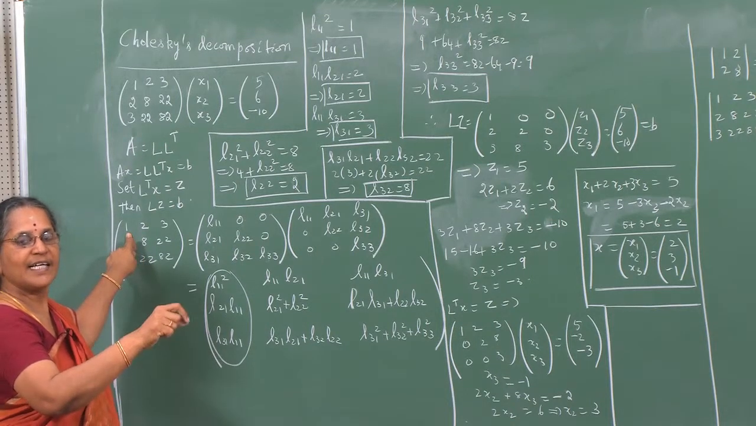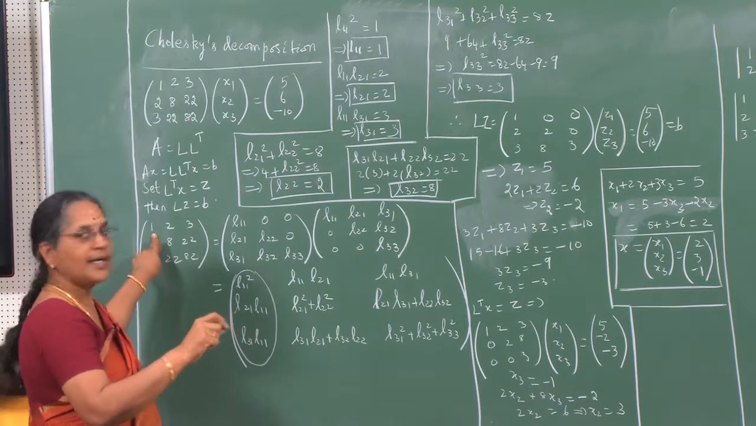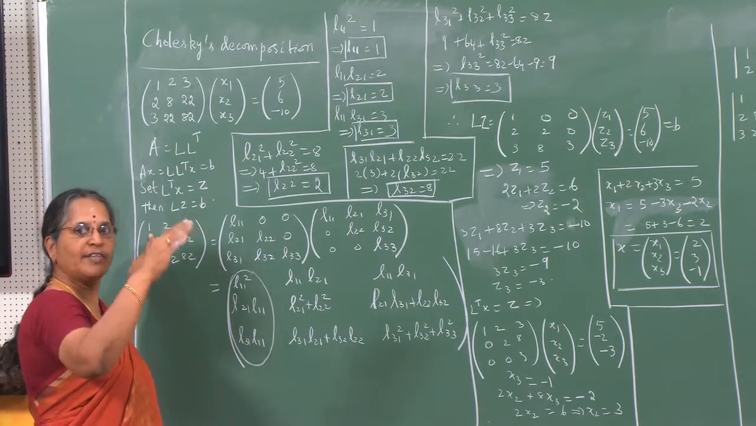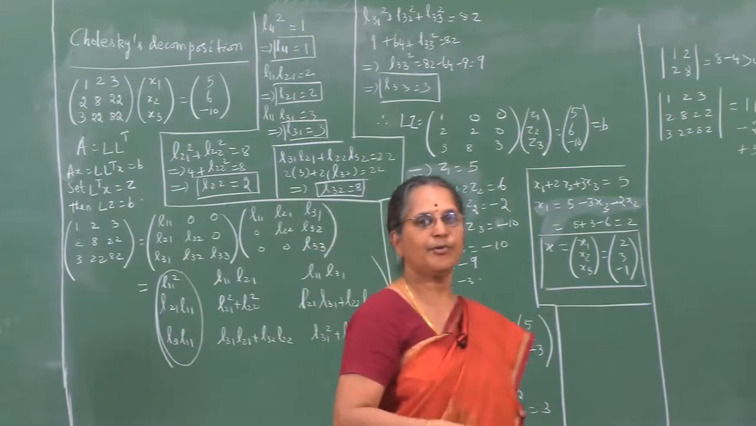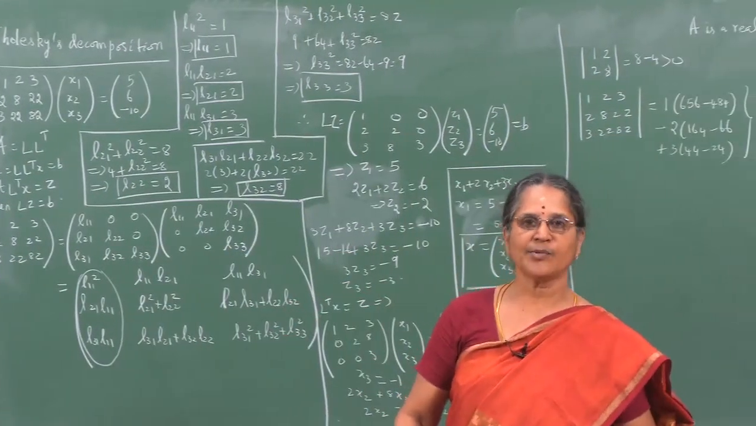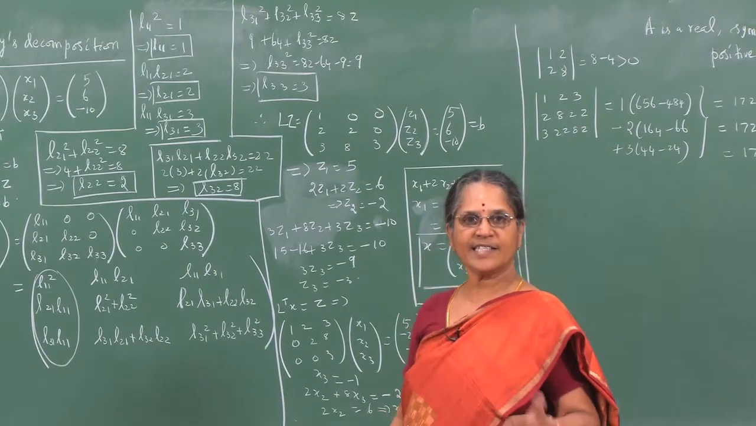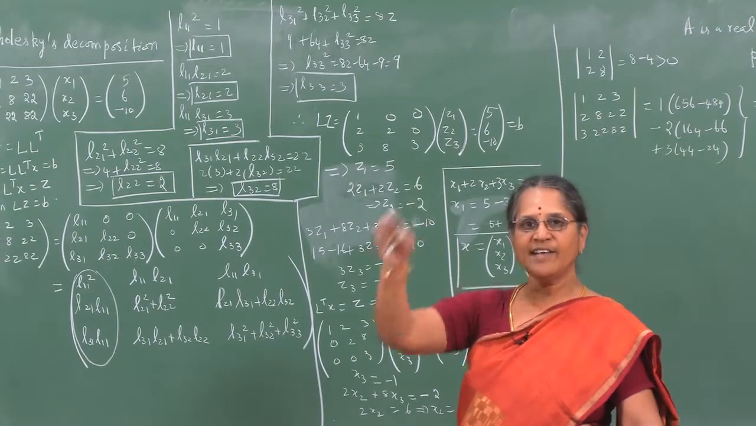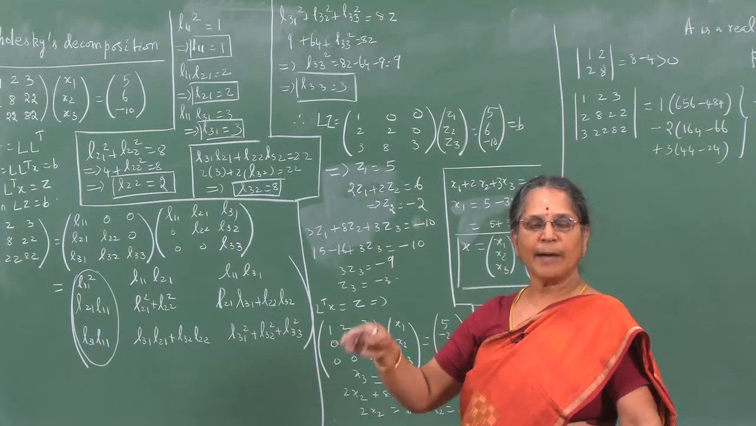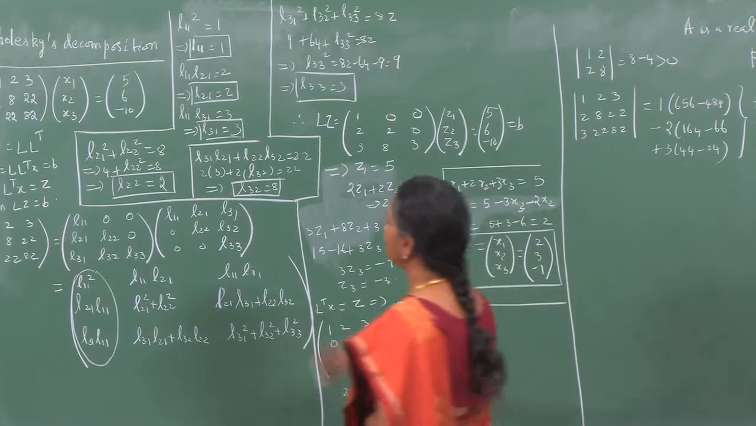It appears as a diagonal element in the first row, and therefore, when we wrote down the result under which a matrix A can be decomposed in the form L into L transpose, where A satisfies the conditions that it is a real symmetric positive definite matrix, we said that the entries on the diagonal of the matrix L are all positive, and so we choose the positive root here.